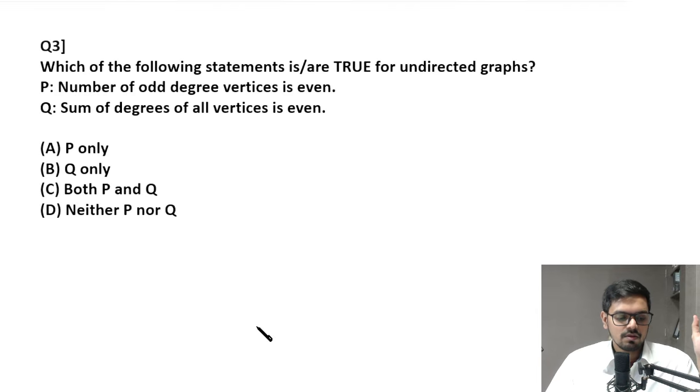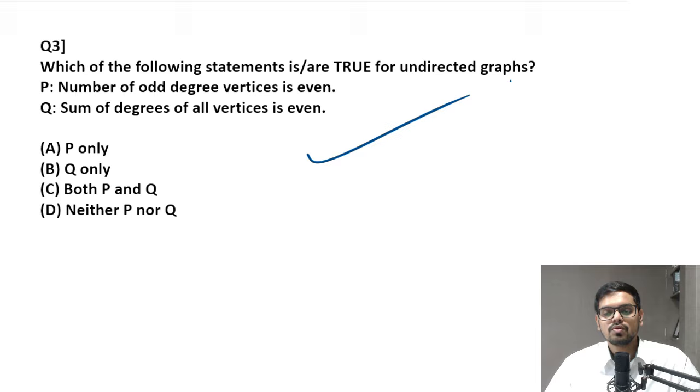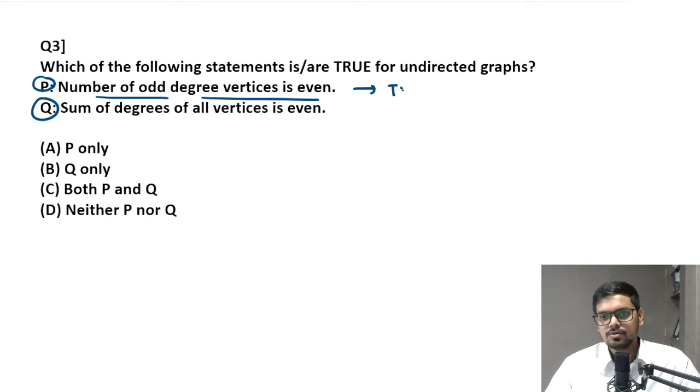This is not the final question of the class, but of the handshaking theorem. So I should not say pause the video and try, because you know the answer straight away. Which of the following statements is or are true for the undirected graph? P and Q are the statements. Statement P says the number of odd degree vertices is even. Isn't it true? Why? Because this is a corollary.